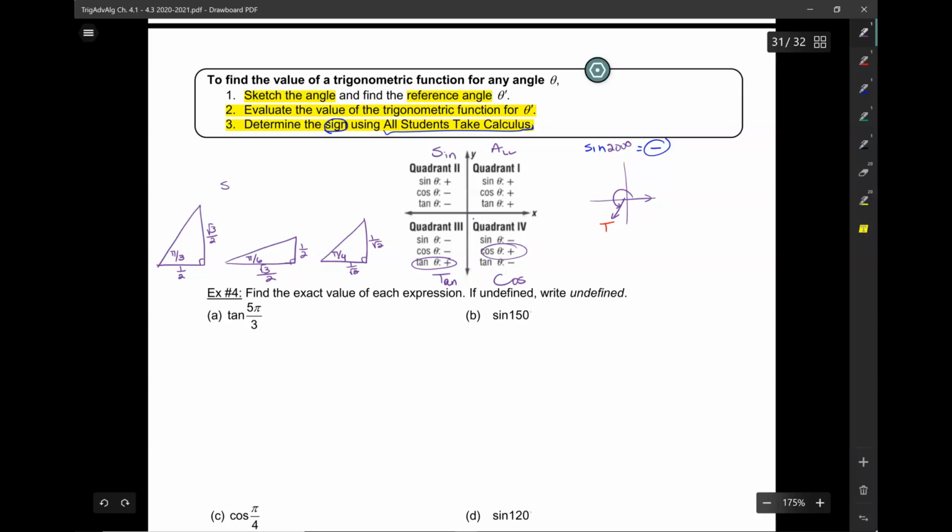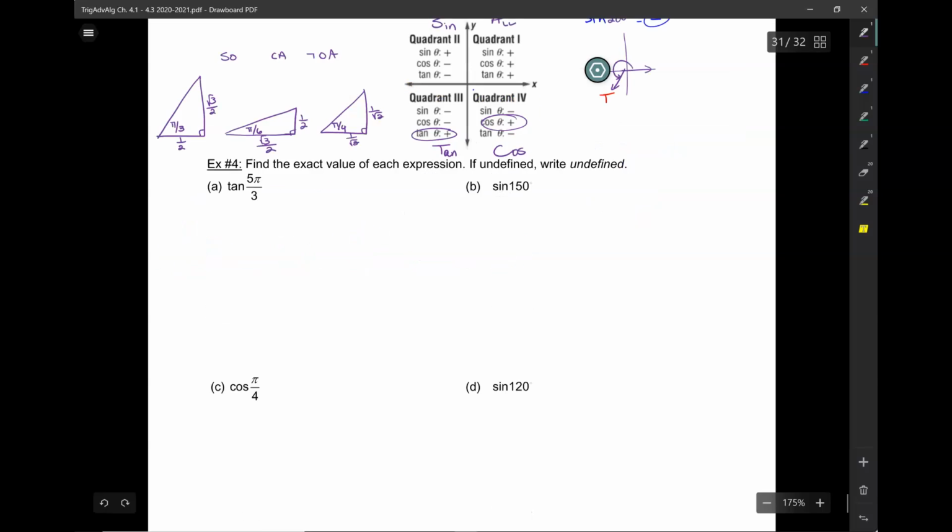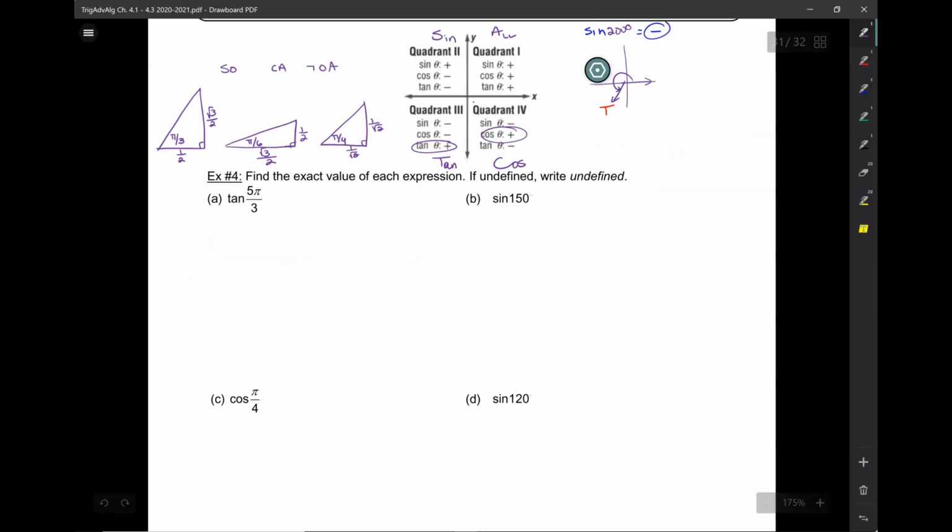And for these, instead of the old SOHCAHTOA, I now get rid of the h's, so sine is not opposite over hypotenuse, it's just the opposite side. Cosine is just the adjacent side, and so on. All right, so let's do the first one.